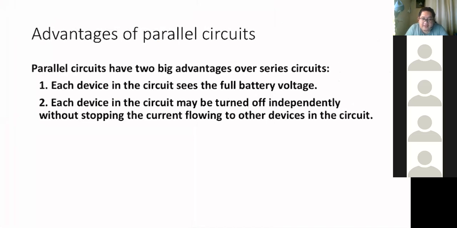So, may big advantage daw ang parallel sa series. Yung first one is yung lahat ng devices natin in circuits na parallel is receiving yung full battery voltage natin. So, yun nga. Same sila lahat ng voltage. Then, each device in a circuit may be turned off independently without stopping the current flow. Okay? So, yung example nga natin kanina, papatayin natin yung isang ilaw, o tatanggalin natin, hindi niya maapektuhan yung flow para dun sa dalawa. Okay? So, continuous pa din yung flow ng current dun sa dalawa.